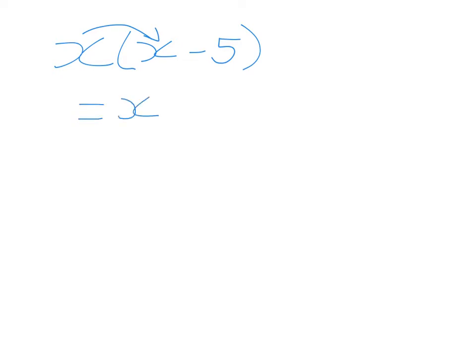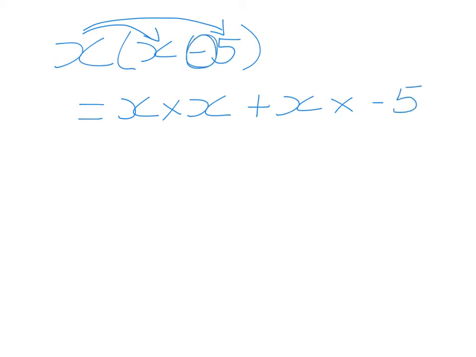Let's do a slightly trickier one. x times (x minus 5). We need to expand it out. So we've got x times x. And remember, just because there's nothing in front of the x doesn't mean that it's 0. It is 1x. x is the same as 1x. Now we need to expand out over here: x times x plus x times negative 5. Remember, we've got our negative sign over here.